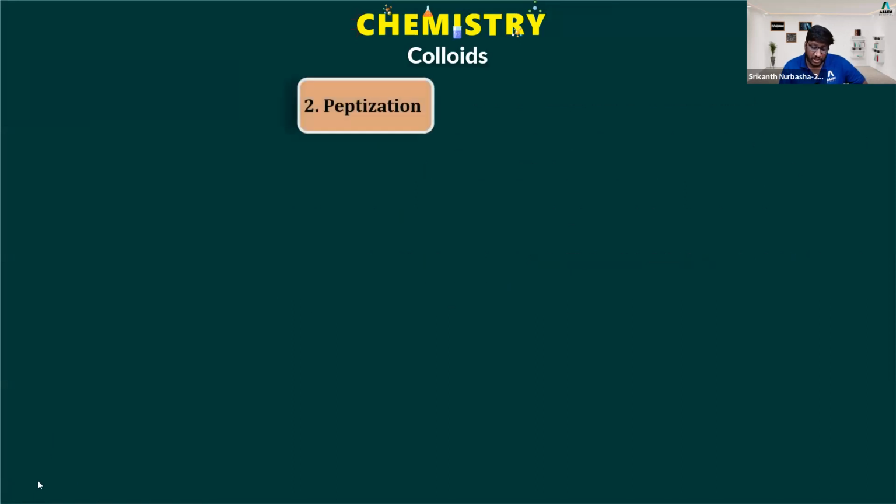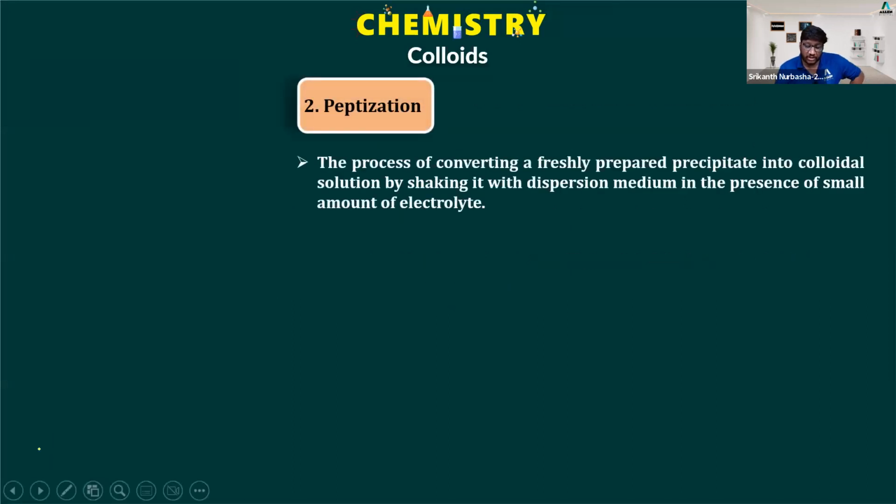The second method is peptization. Peptization is the process of converting a freshly prepared precipitate into a colloidal solution by shaking it with a dispersion medium in the presence of a small amount of electrolyte. Whatever the precipitate we have, the process of converting the precipitate into colloidal solution is by shaking it with a dispersion medium. How can we do that?